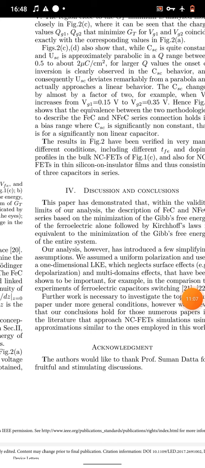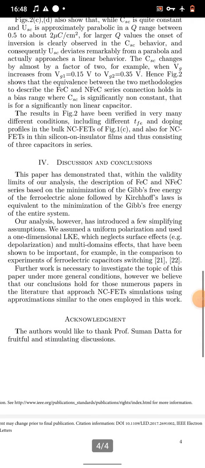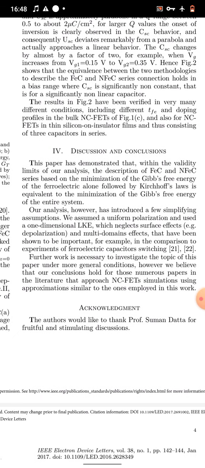So now the conclusion. This paper has demonstrated that within the validity limits of our analysis, the description of FEC and NFEC series based on the minimization of the Gibbs free energy of the ferroelectric alone, followed by the Kirchhoff law, is equivalent to the minimization of the Gibbs free energy of the entire system. Our analysis, however, has introduced a few simplifying assumptions. We assumed a uniform polarization and used a one dimensional LKE, which neglects surface effects and multi-domain effects that have been shown to be important.